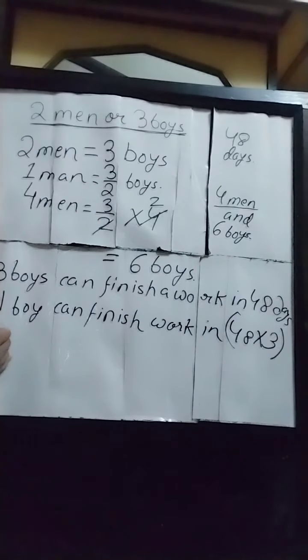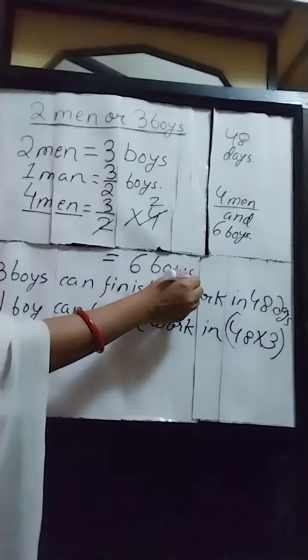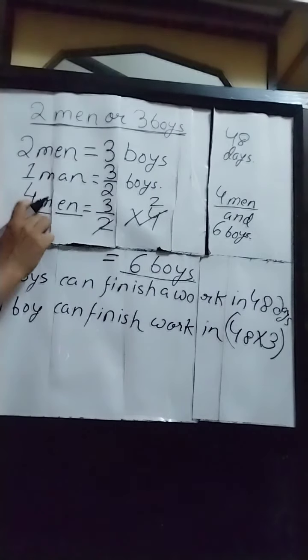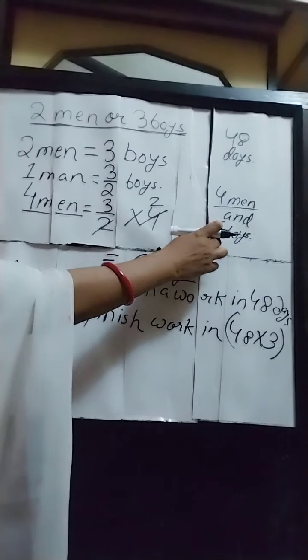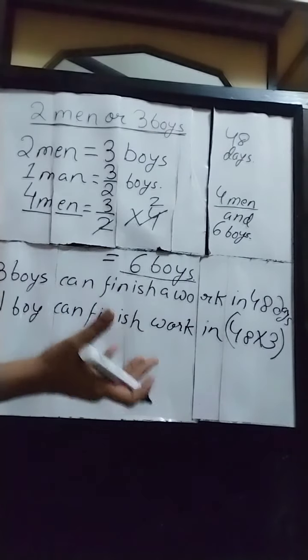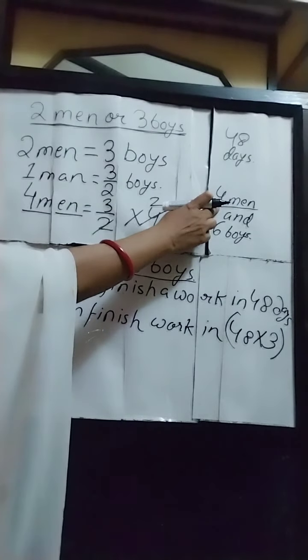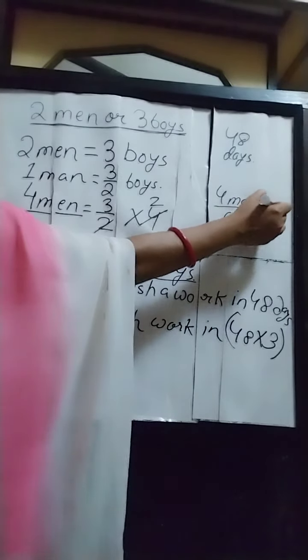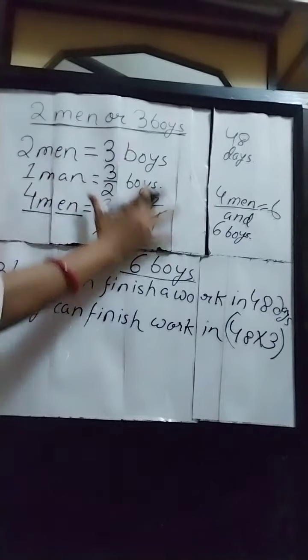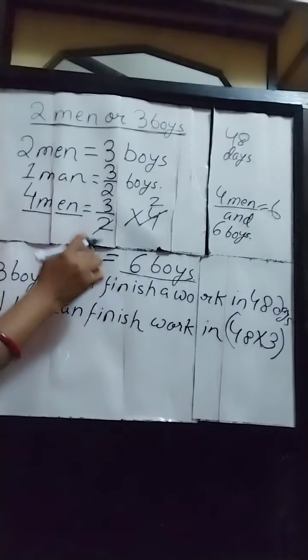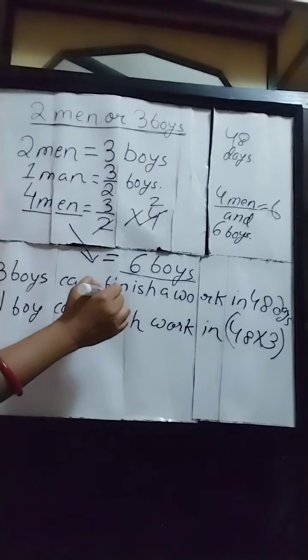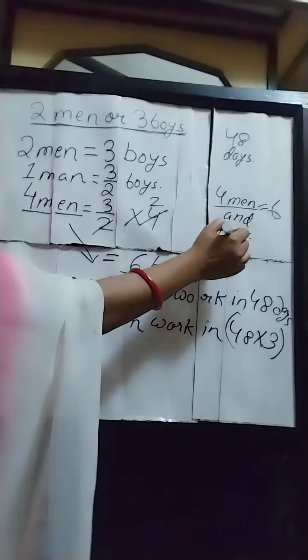But you have seen that you have converted 4 men is equal to 6 boys. Now you have to find out 4 men and 6 boys together, how many days will they take? You know that 4 men has been converted into 6 boys. Here I have shown the conversion, that 4 men is equal to 6 boys. But you are required to find out 4 men and 6 boys.